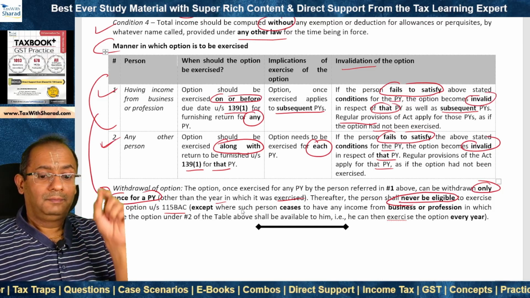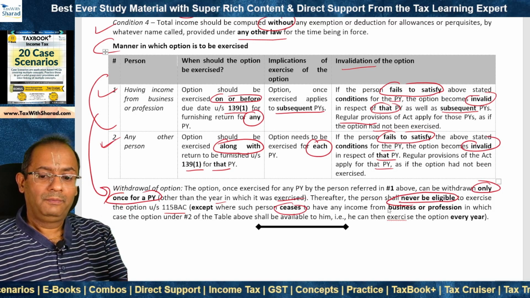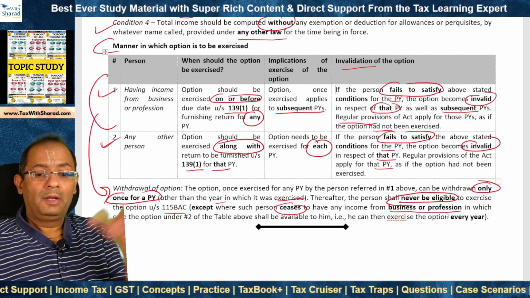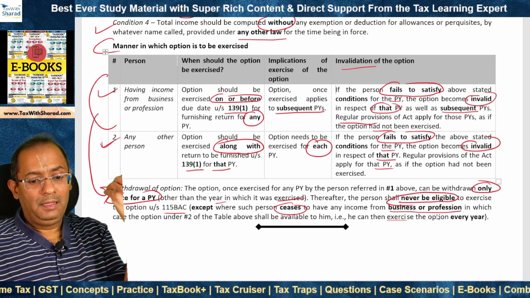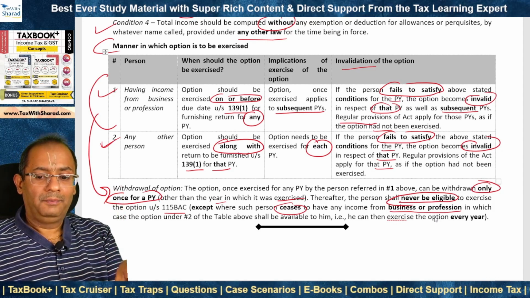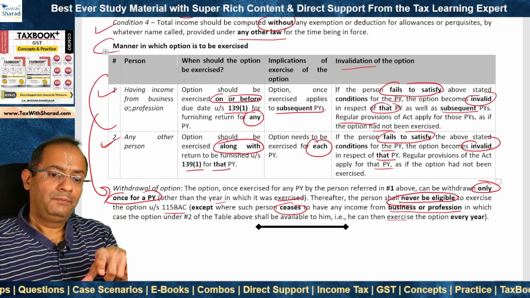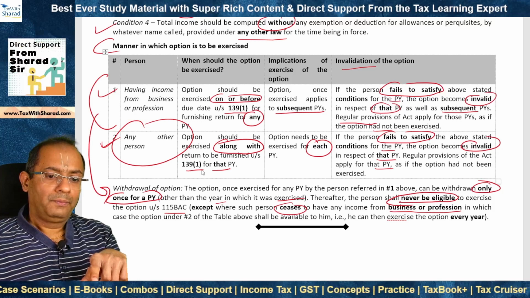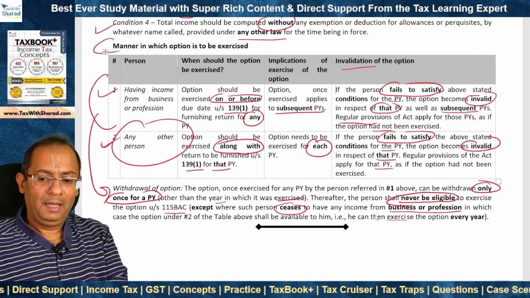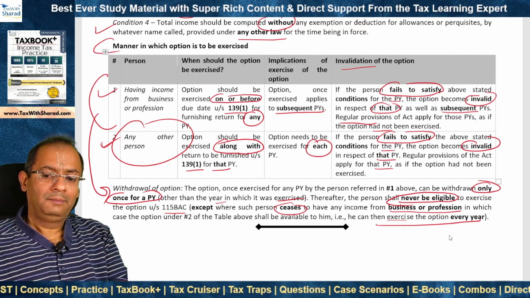Okay, but there is an exception. The only exception is where such person ceases to have income from business or profession. So long as there is PGBP income, he is never eligible to exercise the option under section 115BSE. But when PGBP income ceases, the person moves from category 1 to category 2, in which case the provisions of category 2 start to apply, and then he can exercise the option every year.